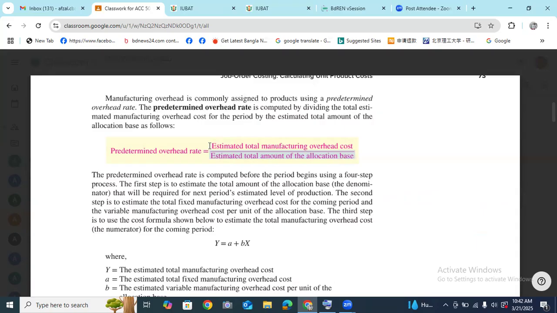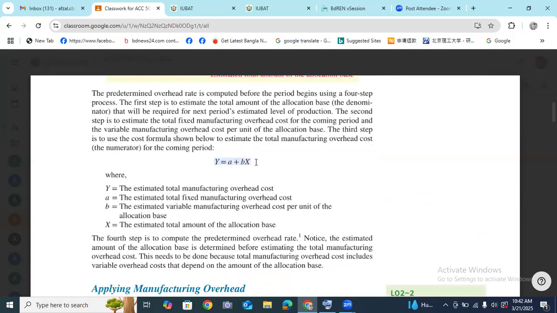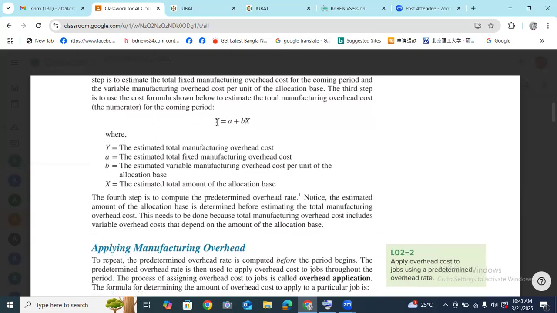So now how to determine this total manufacturing overhead cost? You can use this formula. We already explained it in the high-low method, isn't it? Y equals A plus BX. What is the Y? Y is the estimated total manufacturing overhead cost. A is the fixed manufacturing overhead cost, B is the estimated variable manufacturing overhead cost per unit, and X is the estimated total amount of the allocation base. It may be the machine hour or labor hour. Understand? If you add this fixed cost and the variable cost, then it is our total manufacturing cost. Okay.